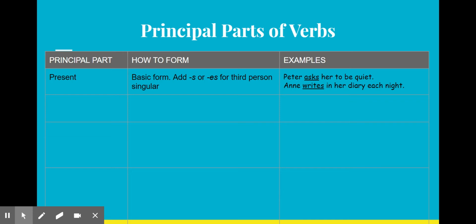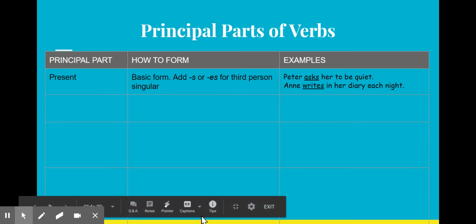So you know about the present tense. It is either the basic form of the verb or it is the form of the verb if you're using third person singular, and it has an S or an ES. So you might see Peter asks her to be quiet and writes in her diary each night, or it might also be I ask students every day to complete their homework. So ask or asks, write or writes, but that's the basic form that's present.